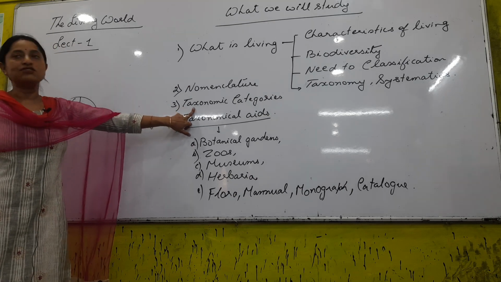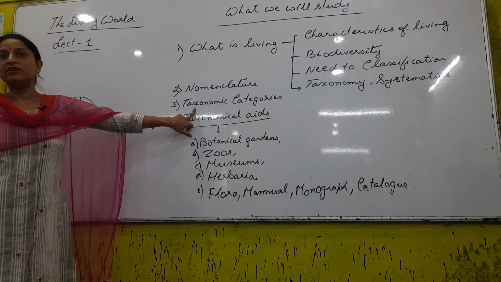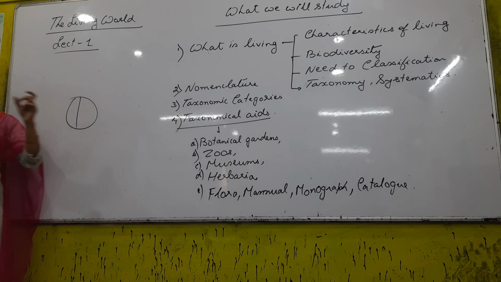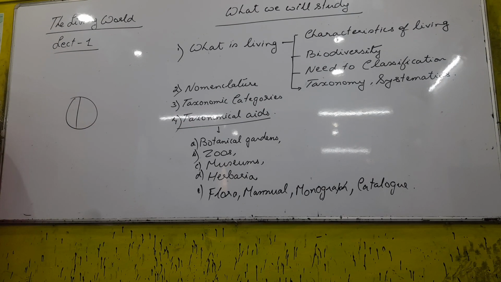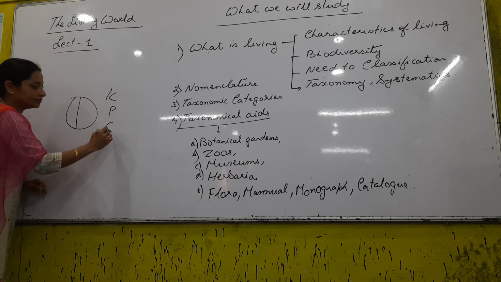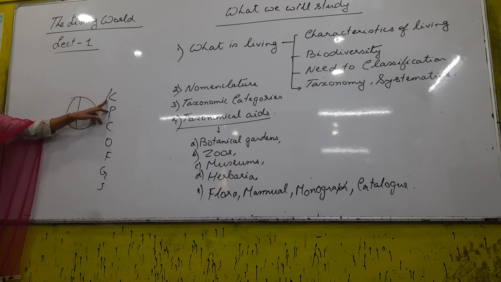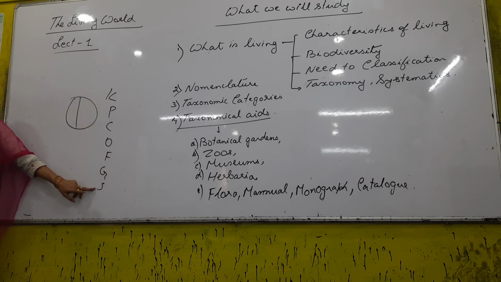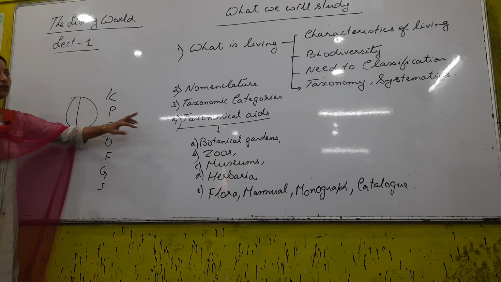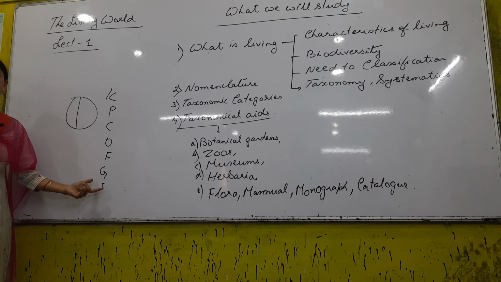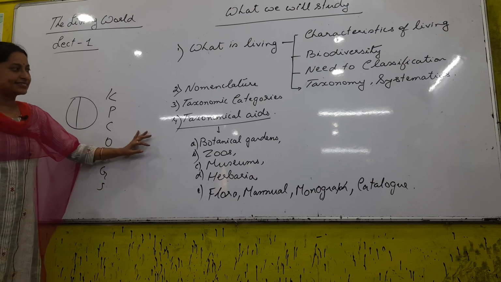Next is taxonomic categories, or taxonomic hierarchy, right? The lowest category is species, then species over genus. We had this sequence. Kingdom down to species, arranged in this way, is called taxonomic hierarchy. Categories. So we'll be discussing that.